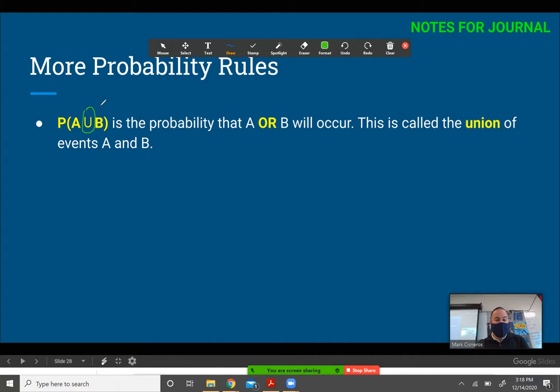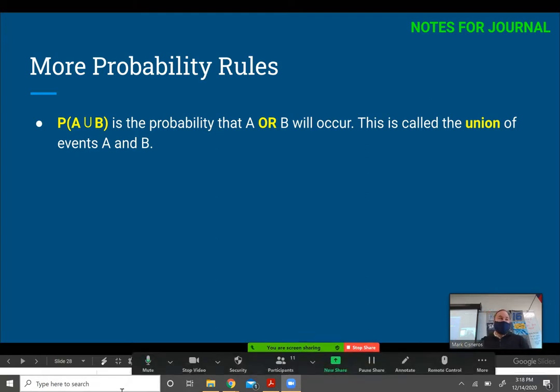Okay, this right here means or, and it's already written out there. So A or B. This is the way that you're going to see the notation written from now on in probability problems. Okay.